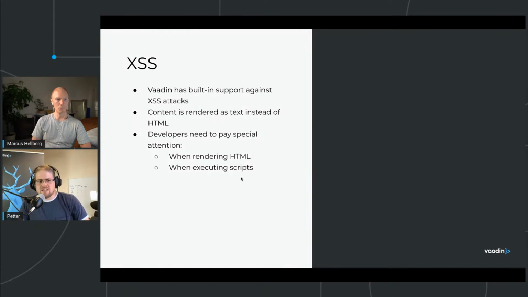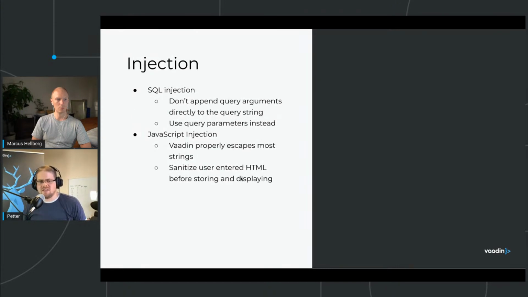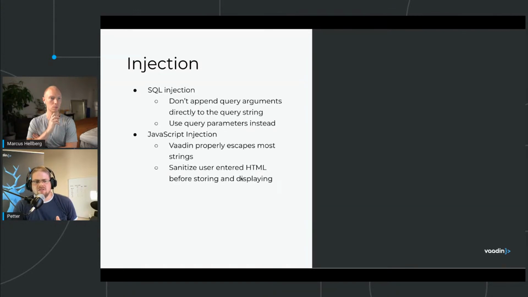And this brings us into injection attacks, because XSS and injection attacks are kind of the same way of attacking. Typically in a Vaadin application, you have to deal with two types of injection attacks. So we got SQL injection and we got JavaScript injection. And SQL injection shouldn't be new to anyone who has been working for some time with web-based database applications. You don't append query arguments directly to a query string. Instead, you use query parameters.